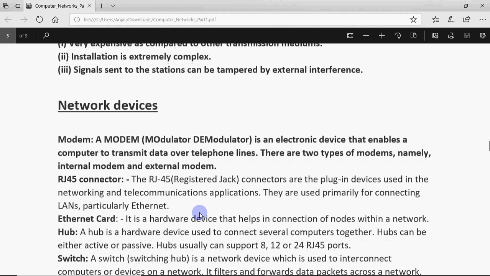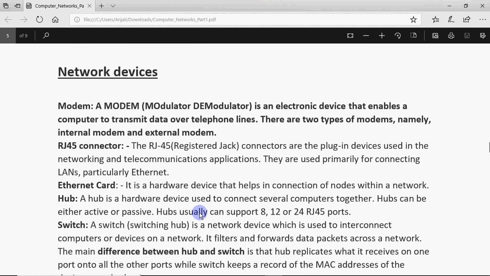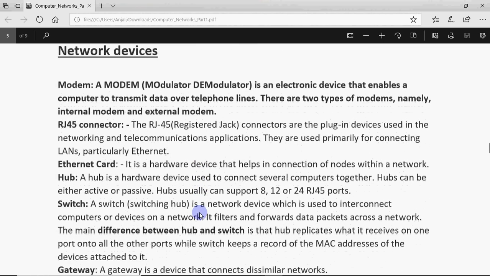Now, there are many devices which are used when we talk about networks, and you should know the name and the purpose of those devices. One of the devices is the modem. So the modem is a very important device which is used to connect to the internet, because we use the internet with the help of telephone lines. Telephone lines carry the data in analog form and we have data in digital form. So the modem is the one which converts the digital data into analog while sending it through the telephone lines, and when we receive it back, it converts that analog data to digital.